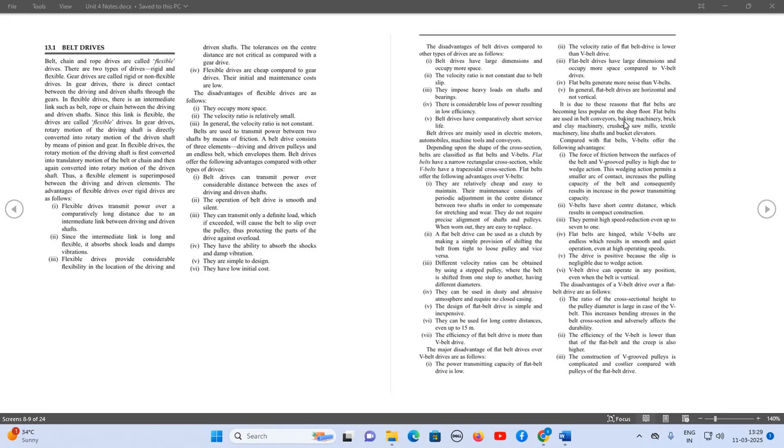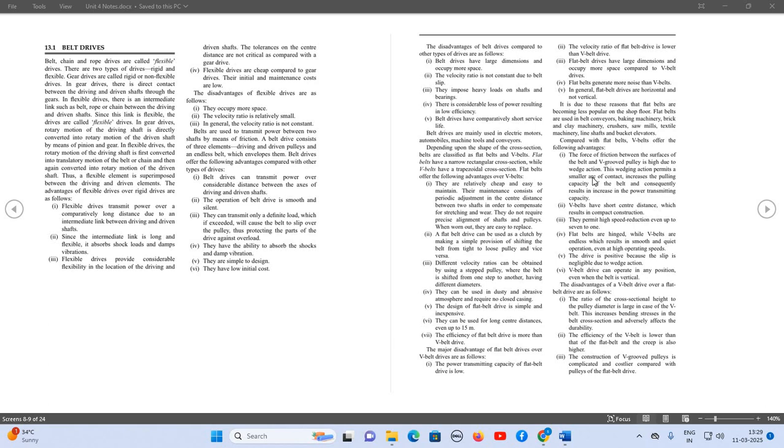Flat belts are used in belt conveyors, baking machineries, brick and clay machinery, crushers, sawmills, textile machinery, line shafts, and bucket elevators. These are examples of applications where we are going to use the belt drives. Then, compared with the flat belts, V belts offer the following advantages.